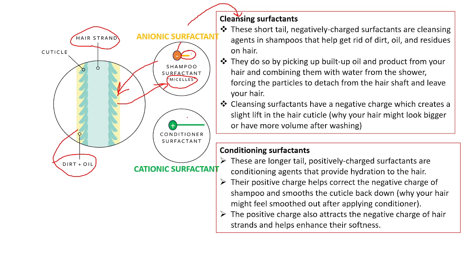Next one is conditioning surfactant. What is the property of conditioning surfactant? The polar group, or head, should contain a positive charge. Very important. The tail should be long compared to anionic surfactants.